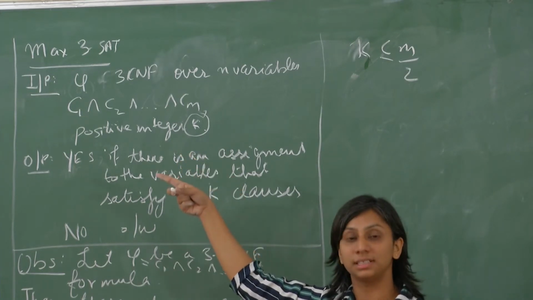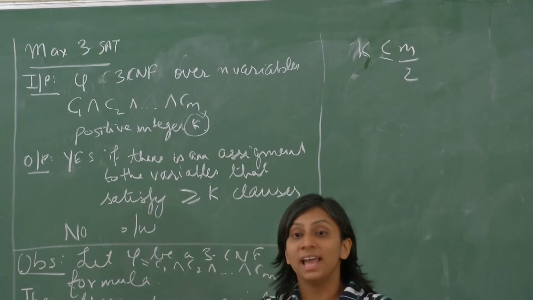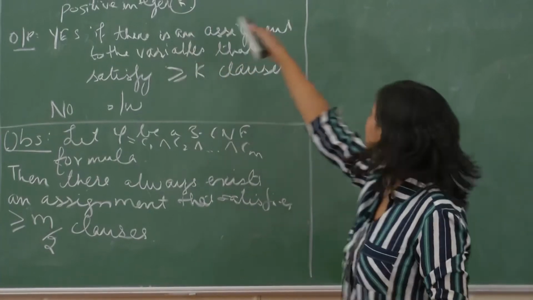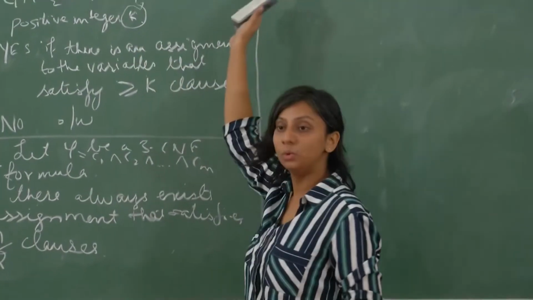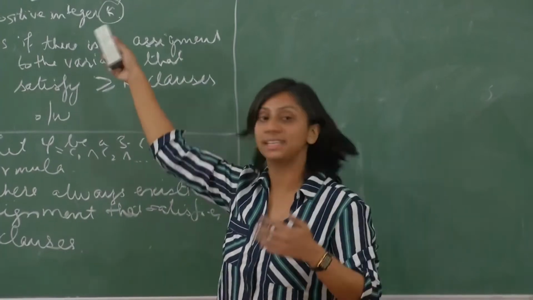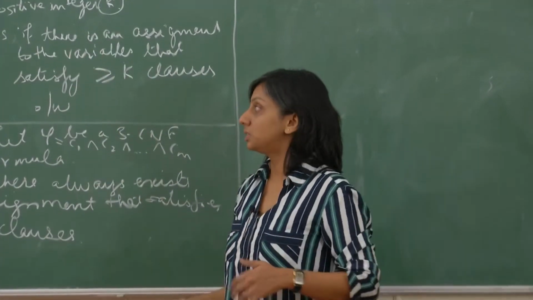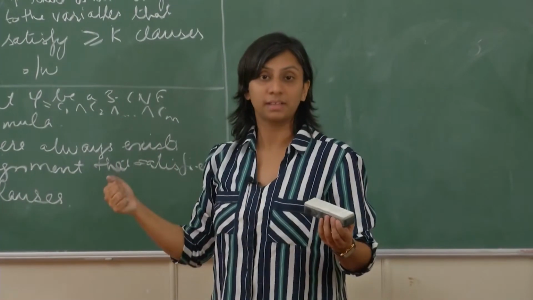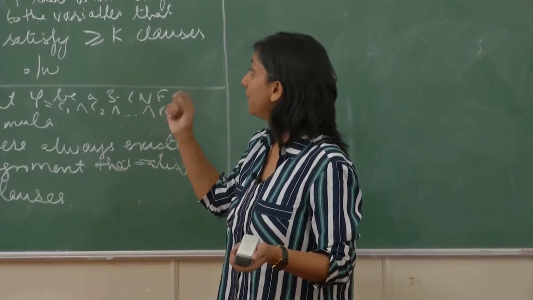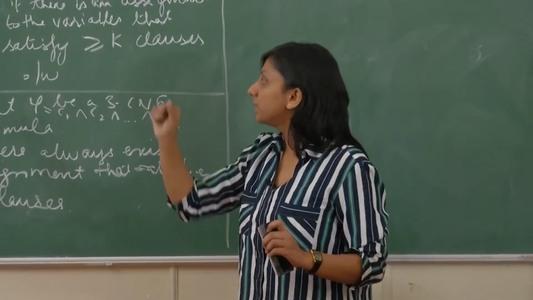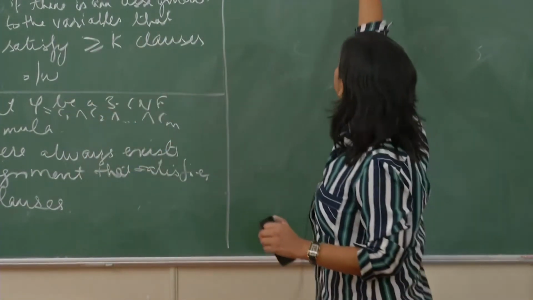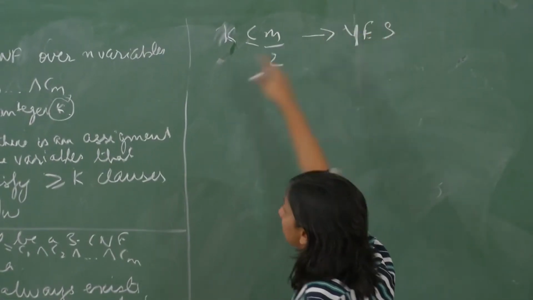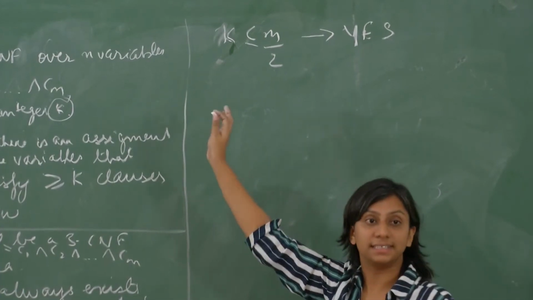No matter what instance it is, note that I don't even have to look at the instance. I'll just look at the k value, see if it is at most M/2. If it is, I know it's a yes instance. So if I was giving an algorithm, in that case I'll just output yes, in polynomial time. So in this case, we know the input instance is a yes instance.